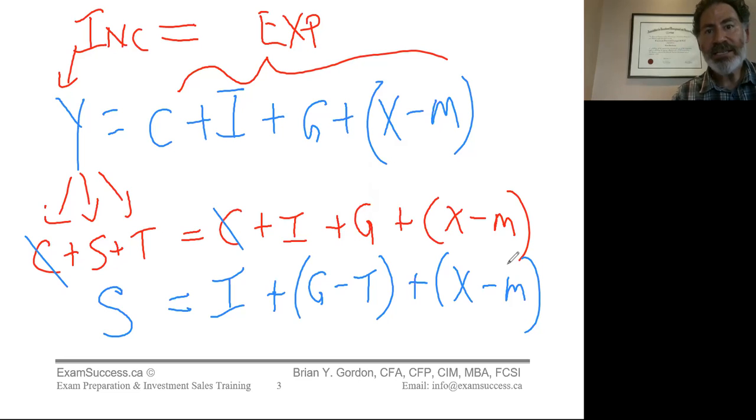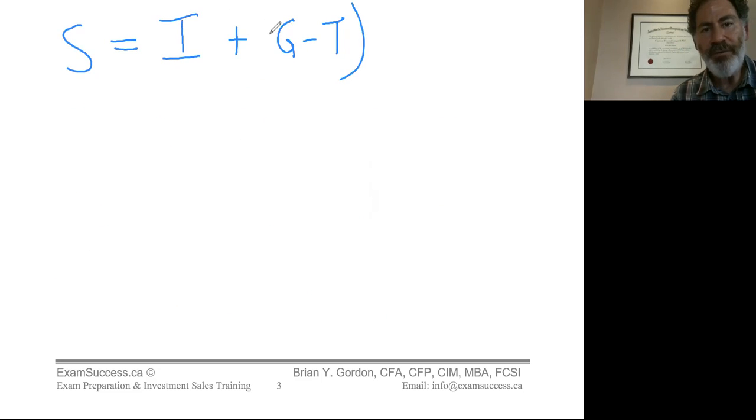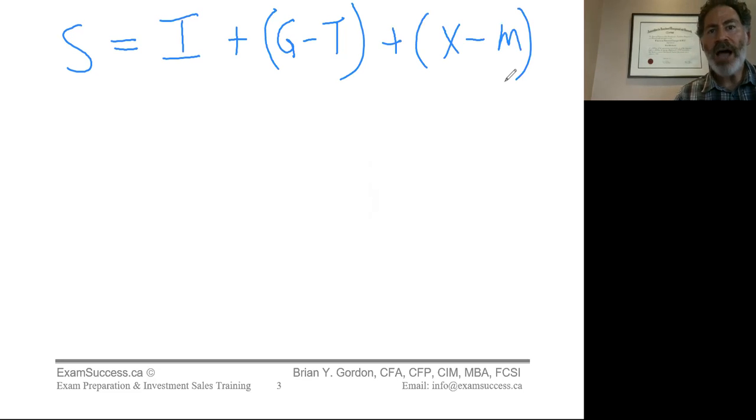Okay, let me erase this and put it up here at the top. Fundamental relationships: savings equal to investments plus G minus T. And be careful here, because some textbooks write T minus G. Watch out. Plus exports minus imports. So government spending is the expenditures, and the government taxes, that's the revenue.